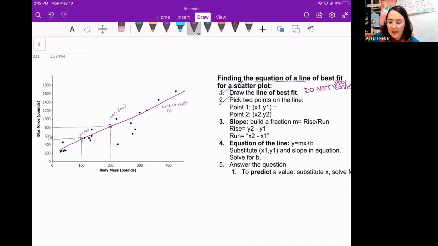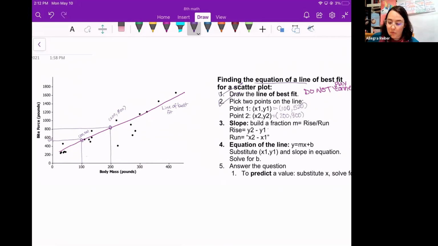that line. My first point is 100, 520. And my second point is 200, 800. I'm now going to use those 2 points to build my fraction. So I'm going to get my rise. That's the change in y's. Rise, y's, they rhyme. So I take 800, the larger y, minus the smaller y.